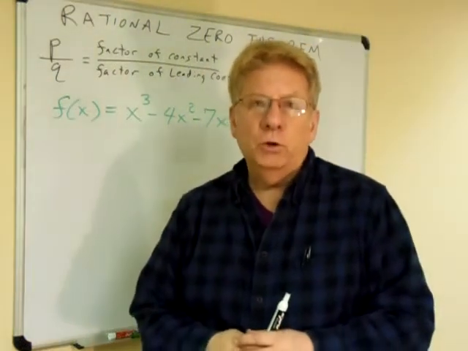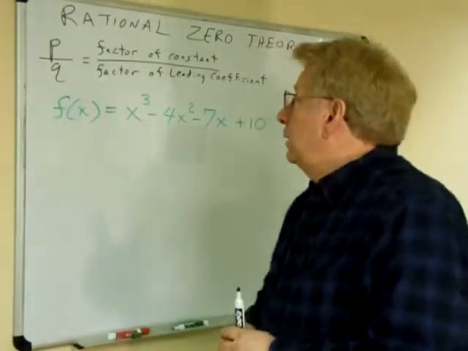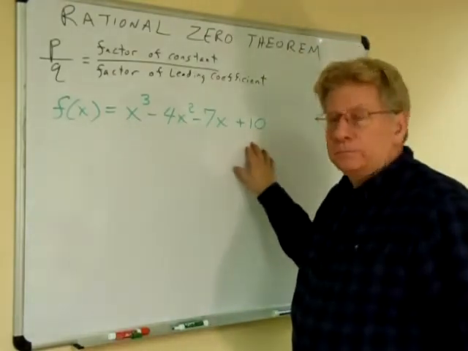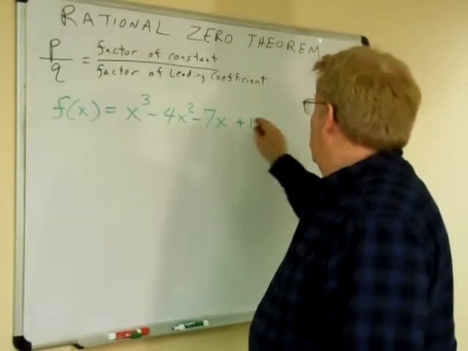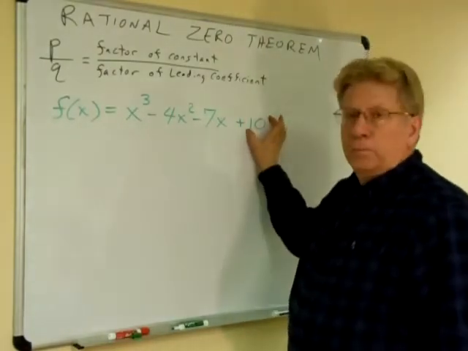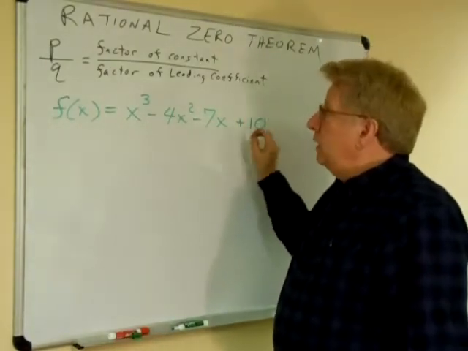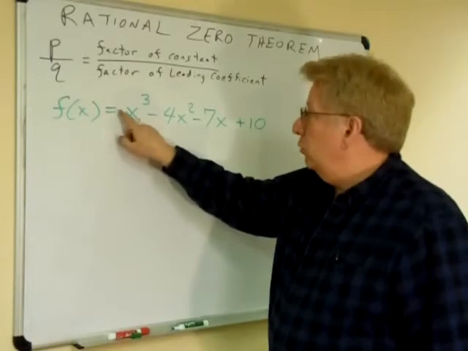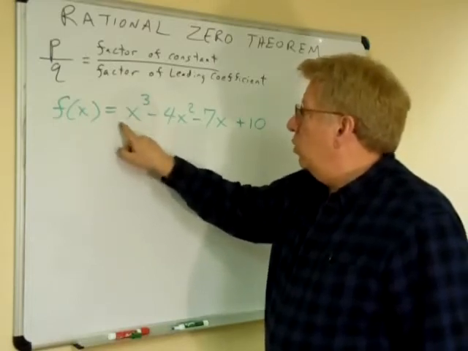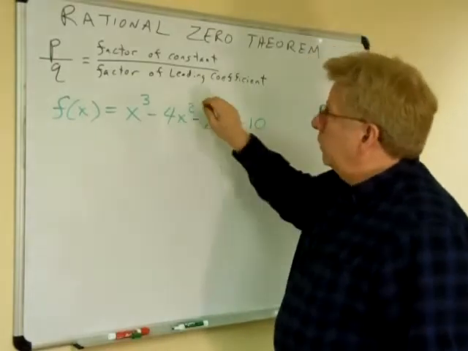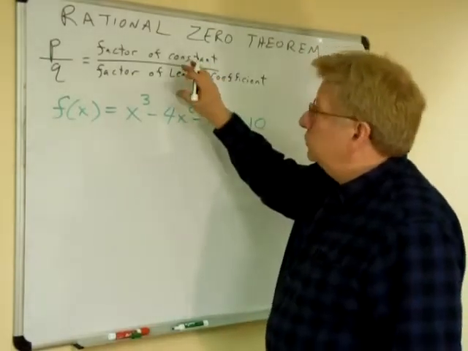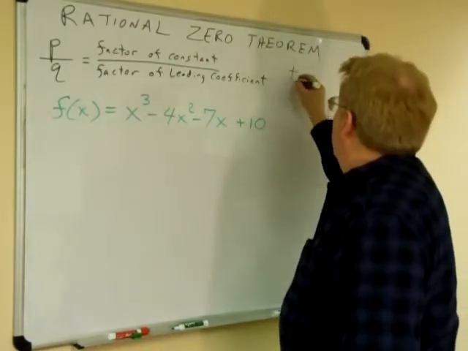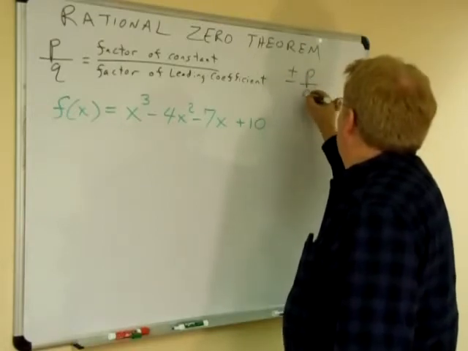Okay, in this video we're looking at the rational zero theorem. What that says is that if you have a polynomial, such as this one, you can take the factors of the constant term, which in this case is 10, divided by the factors of the leading coefficient, which is the coefficient of the highest exponent, so it's 1. So the possible factors of this polynomial are plus or minus p over q.